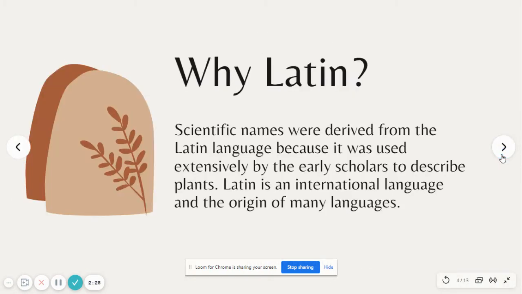So why Latin? Scientific names were derived from the Latin language because it was used extensively by the early scholars to describe plants. Latin is an international language and the origin of many languages. So because it's the origin of many, it's going to be easier to transfer it to use worldwide.